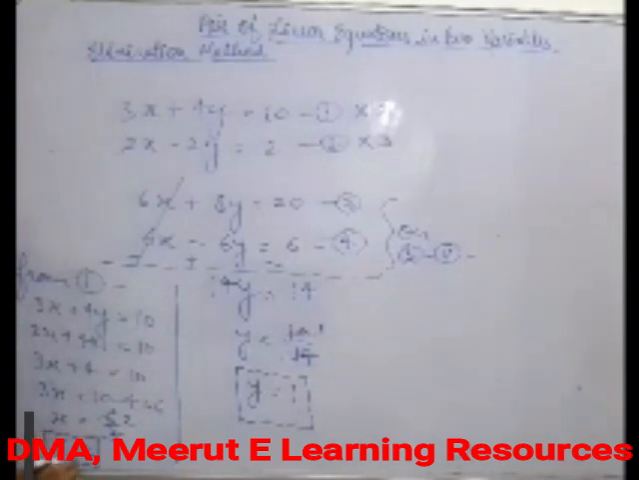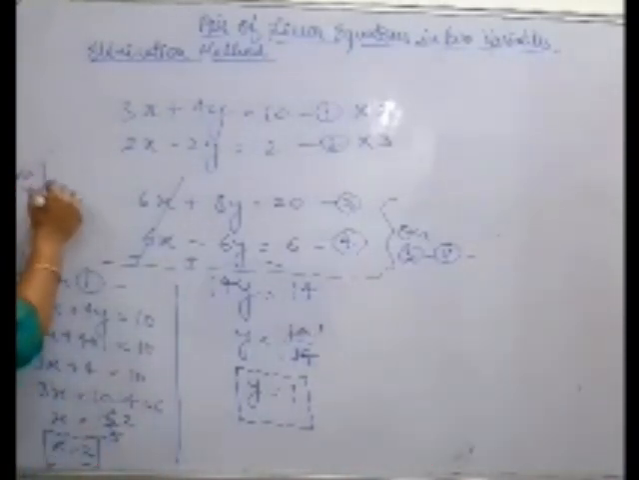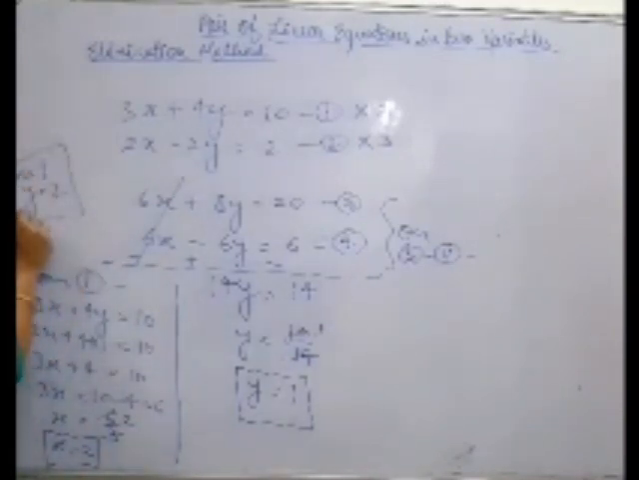And that is how we have got our answer as x equals 2 and y equals 1. And this is our answer.